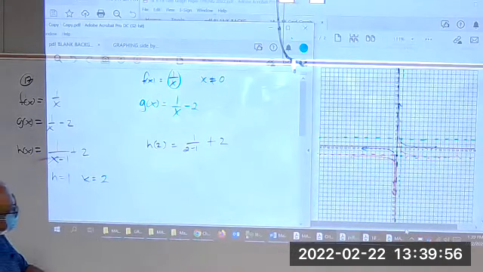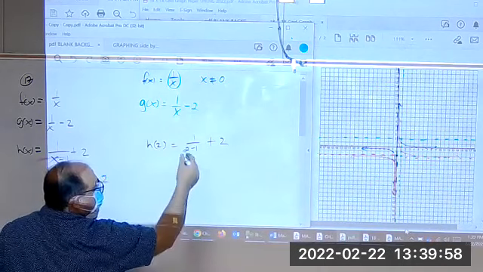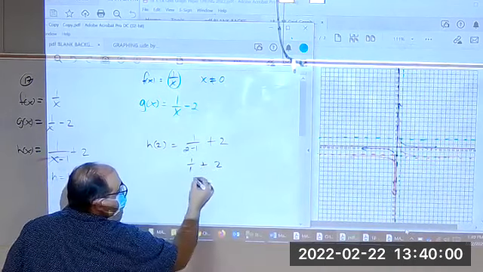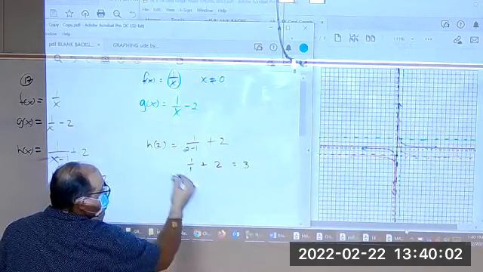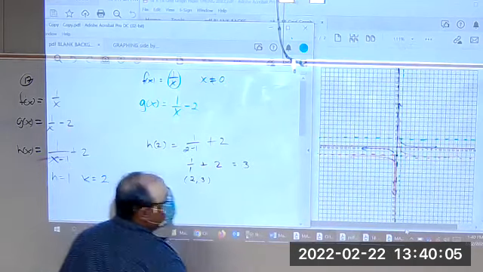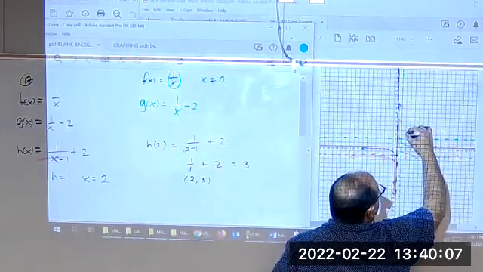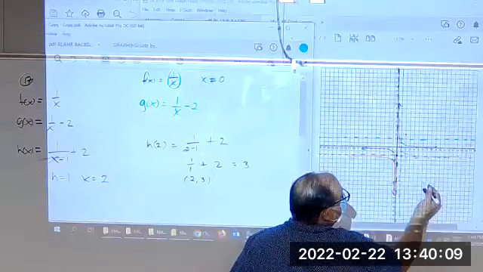Those are not numbers. So 1 over 1 plus 2 is 3. So when 2 goes in, we get 3. So when 2 goes in, it's right here. And look at all of our work.